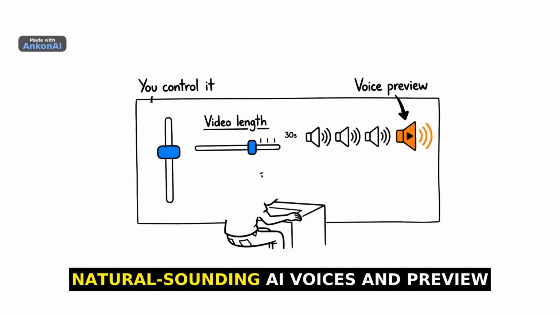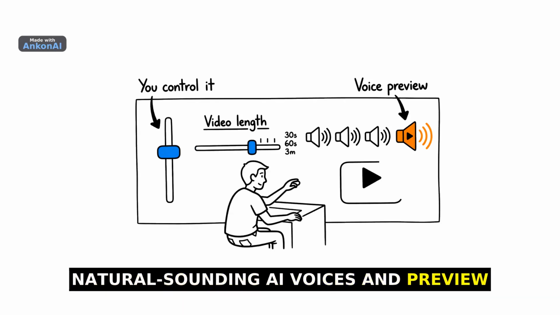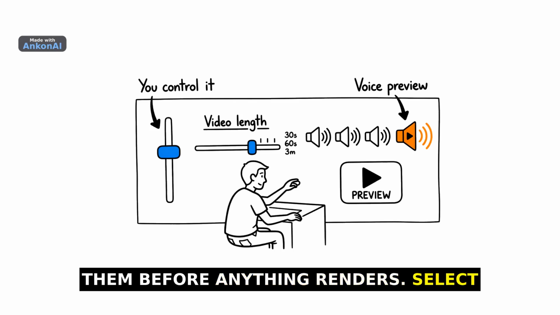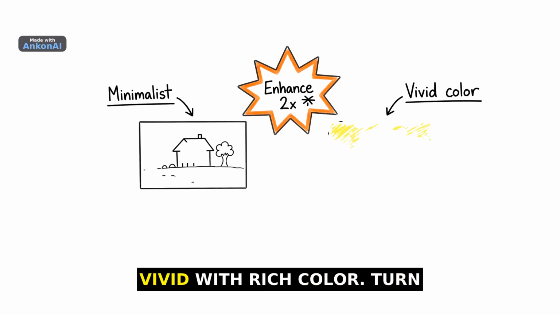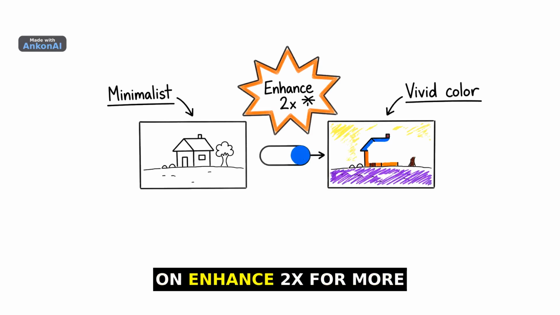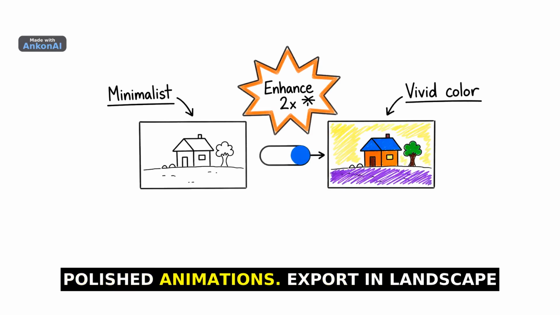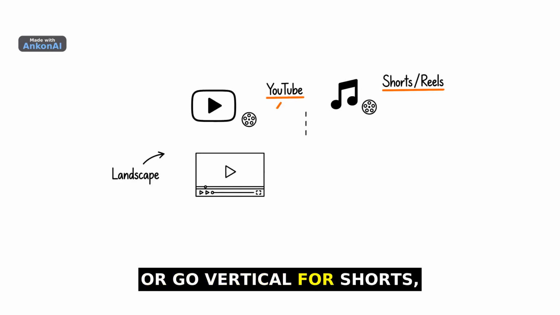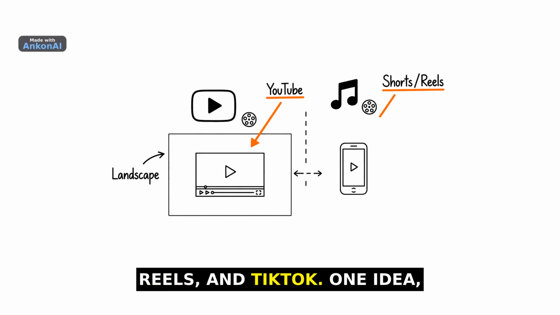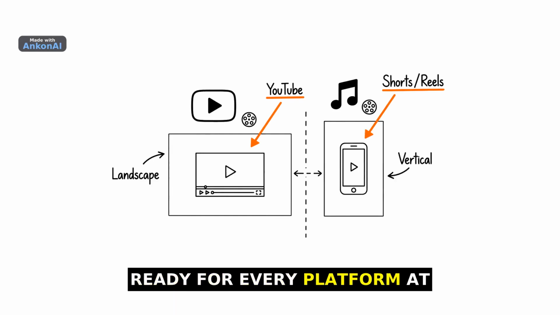You choose from natural-sounding AI voices and preview them before anything renders. Select between 2 distinct style modes: clean and minimalist, or vivid with rich color. Turn on Enhance 2x for more polished animations. Export in landscape for YouTube or online courses, or go vertical for shorts, reels, and TikTok. One idea, ready for every platform at once.